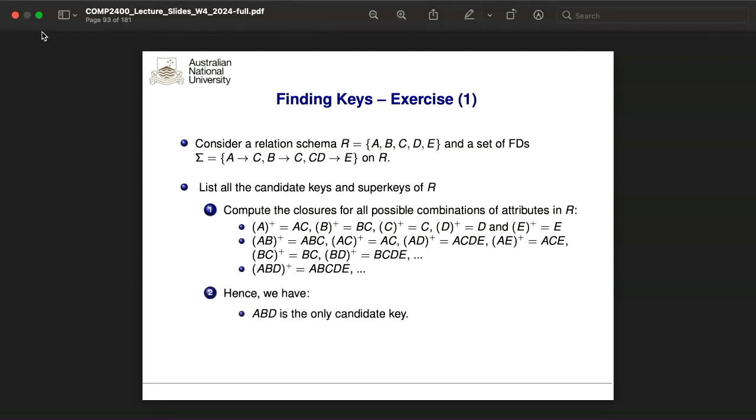So in this case, if ABD is a candidate key and actually is the only candidate key, then we can easily get the super key, because super key just means just include all the candidate keys plus any other attributes which has more attributes on top of that. So in this case, ABD, ABDC, ABDE, and ABCDE are all super keys.